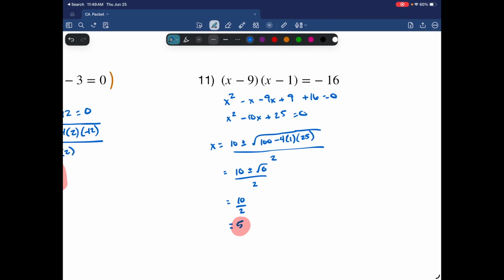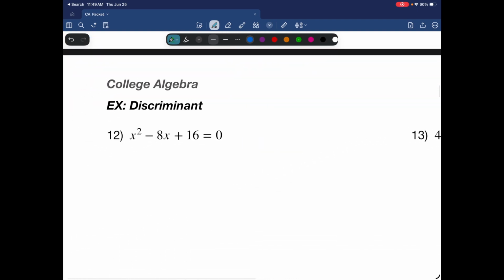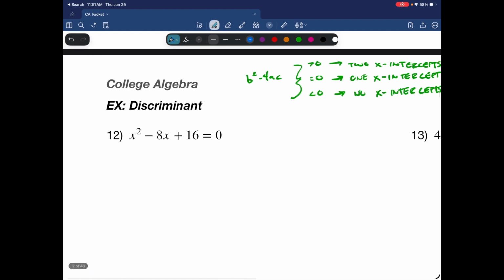All right, last thing we want to talk about in this section is the discriminant, which is b squared minus 4ac. So here's what you need to look out for. b squared minus 4ac, that's your discriminant. If it's greater than 0, you end up with 2 x-intercepts. If it's equal to 0, you end up with 1 x-intercept. And if it's less than 0, you have no x-intercepts. All right, so we're going to find out what the discriminant is and determine how many intercepts we have.